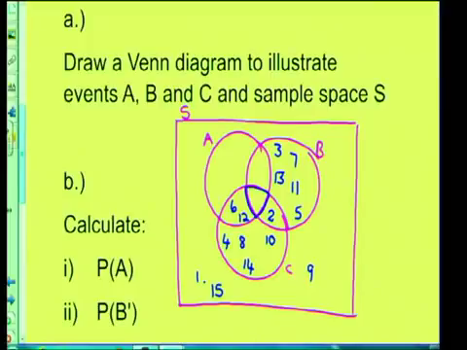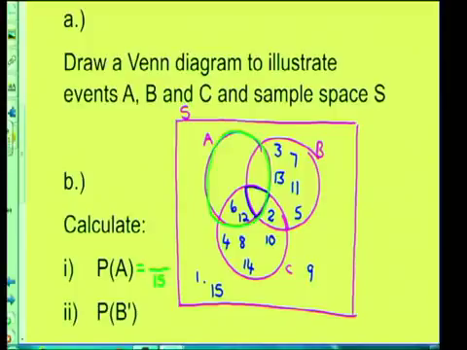Now, the first question asks, what is the probability of something being in set A? Remember, the definition of probability is favorable outcomes over total outcomes. So how many total outcomes have we got? We've got 15 numbers. But how many are falling into set A? If I look at set A, there it is.